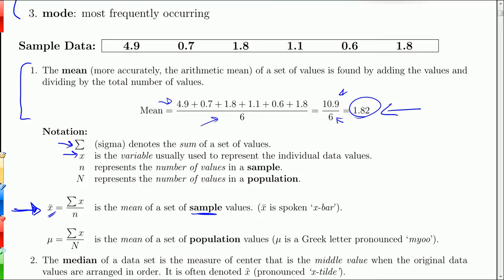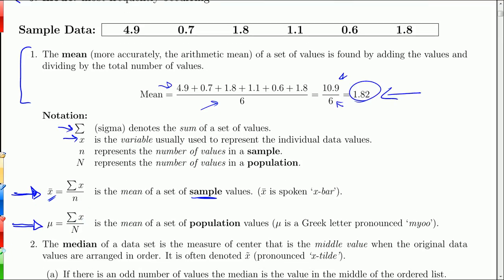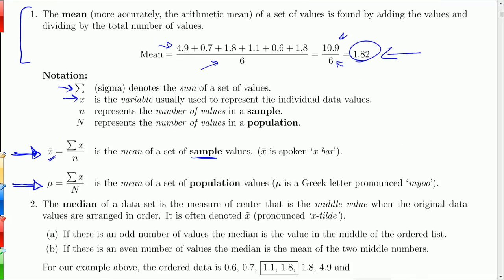It's called X bar when we're talking about a sample, and the same formula is given here. It's denoted mu. It looks like a U. It rhymes with U, but it is actually the Greek letter mu. And again, you're adding up all the values and you're dividing by how many you have. So the process is identical. The notation is a little bit different. Okay, so that's getting the mean.